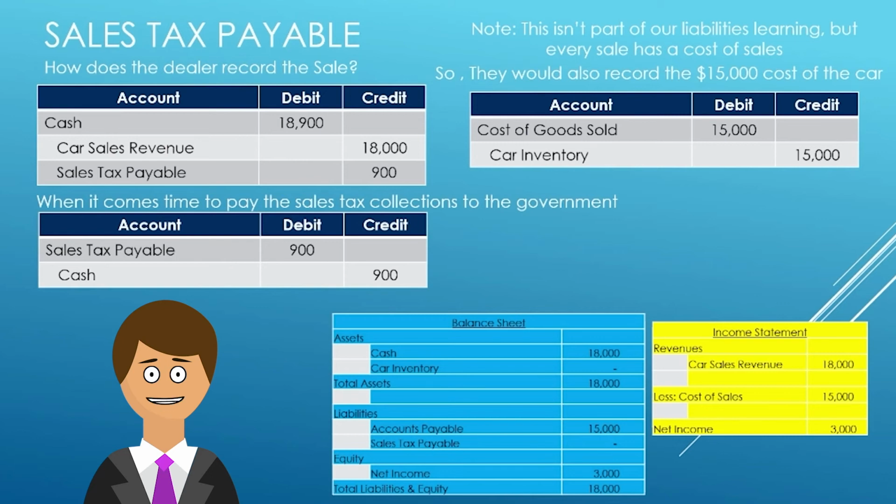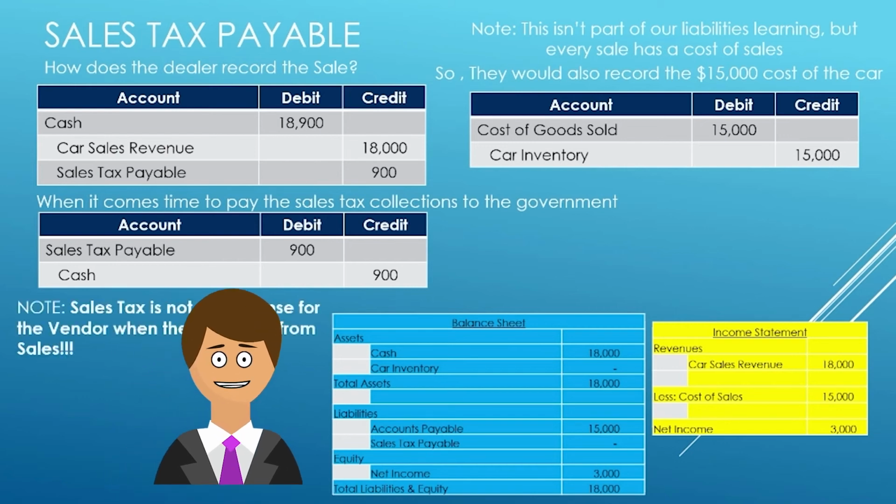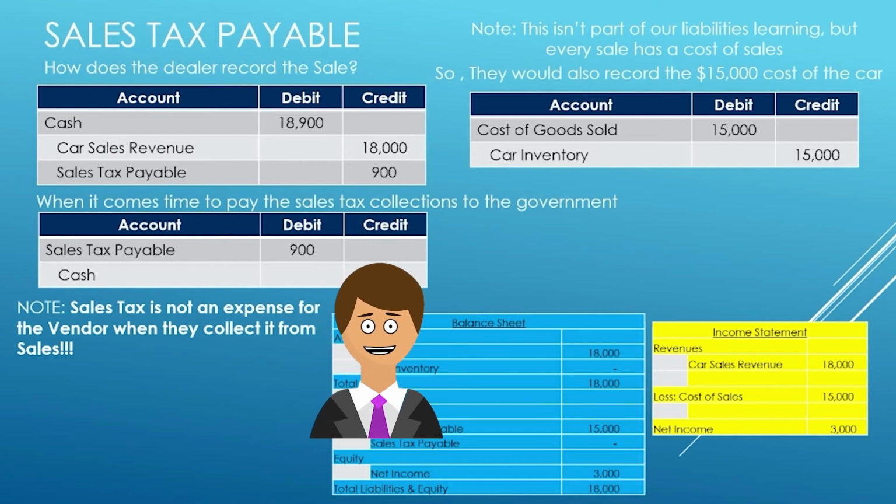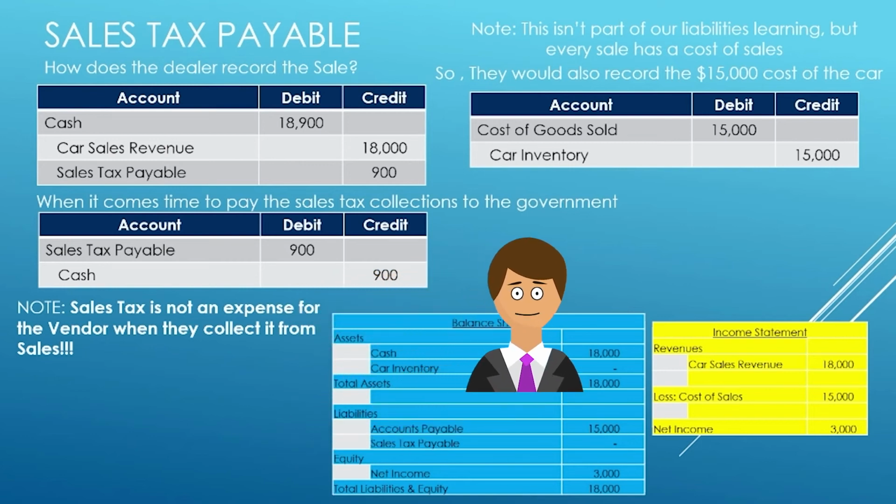So it's important to note that, again, how long did the dealer have that $900 before they had to pay it? That can be as long as 3 months. So they're holding on to multiple sales, let's say, and multiple $900. That means that's a lot of money in there. This is, again, where I said vendors can get into trouble if they hold on to that cash and commingle it and start using it for other things. When that 3 months is up and it's time to pay the government, if they don't have the cash left to pay the government, they can get into trouble, get serious penalties, may even lose their business over it. But another note I want you to remember and realize is sales tax is not an expense for the vendor when they collect it from the sales.